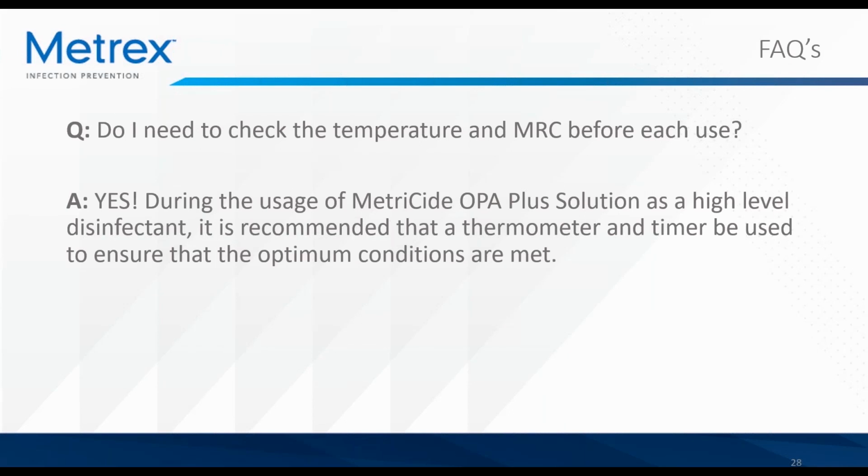Now, these FAQs may sound redundant, but they are important questions that we are asked over and over again, so we'll go over them now. Do I need to check the temperature and MRC before each use? Yes. During the use of Metrocide OPA Plus solution as a high-level disinfectant, it's recommended that a thermometer and a timer be used to ensure that the optimum conditions are met.